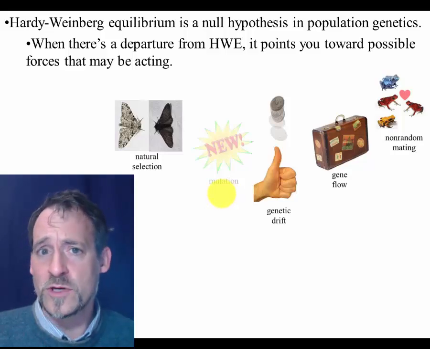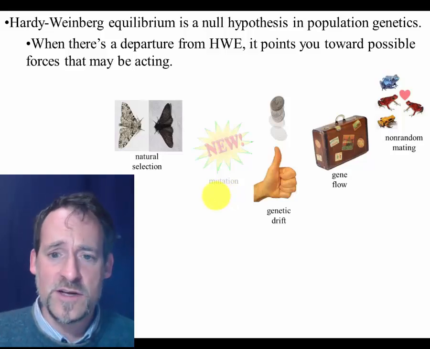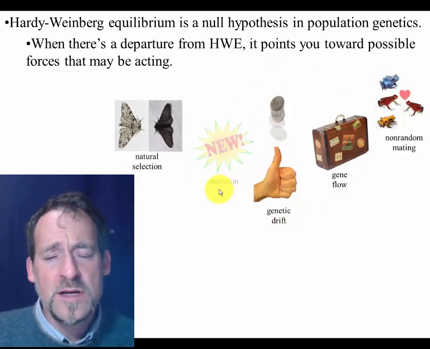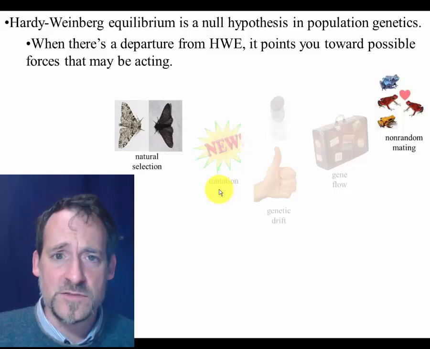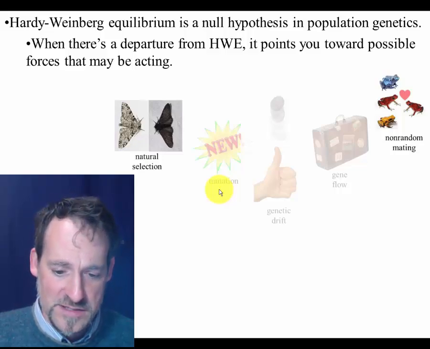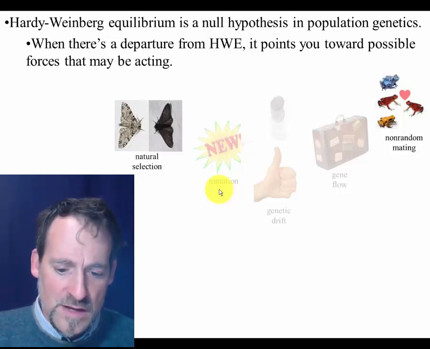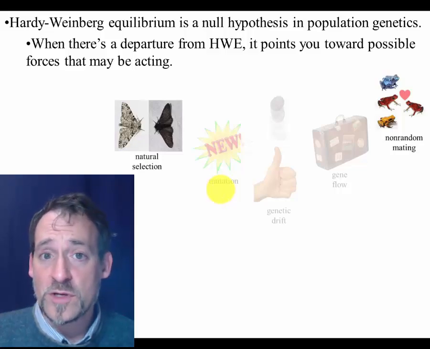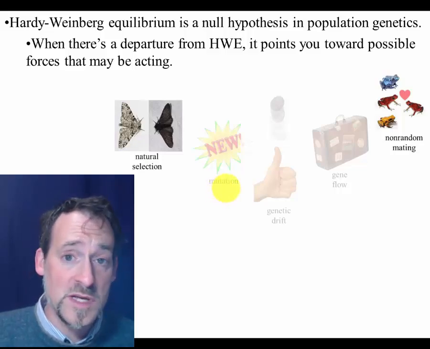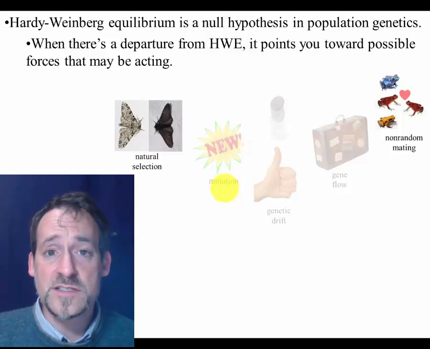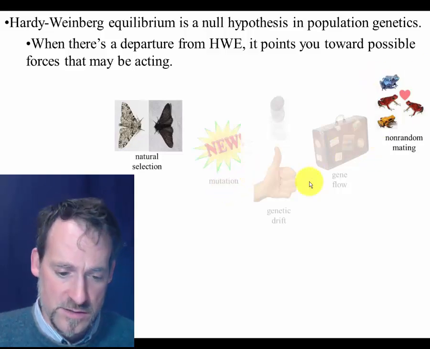Departures from Hardy-Weinberg equilibrium can tell you that maybe you should be looking for genetic drift or gene flow, but they're actually much more sensitive tests for these mechanisms. However, departures from Hardy-Weinberg equilibrium are, in and of themselves, a good way to check and see if non-random mating is occurring.